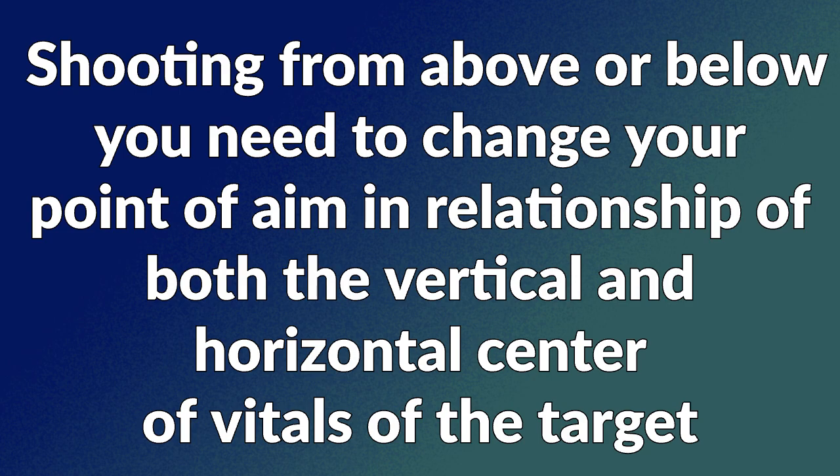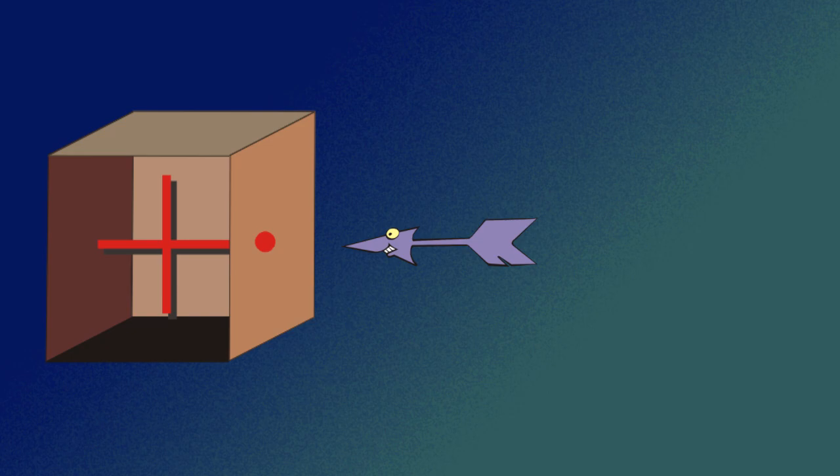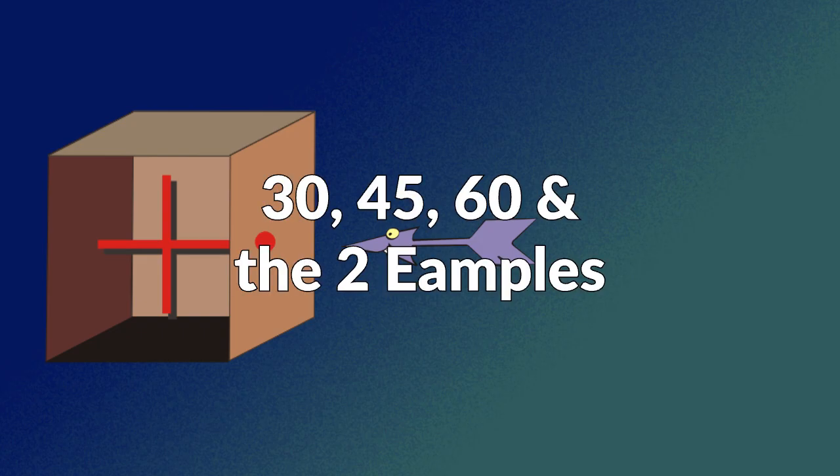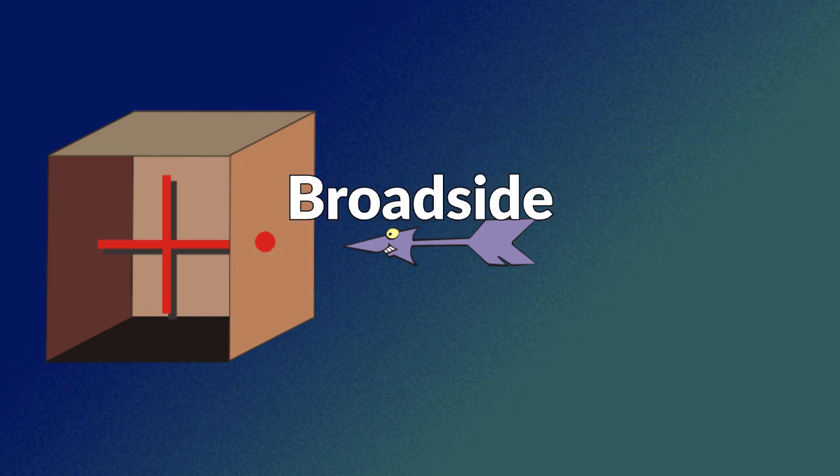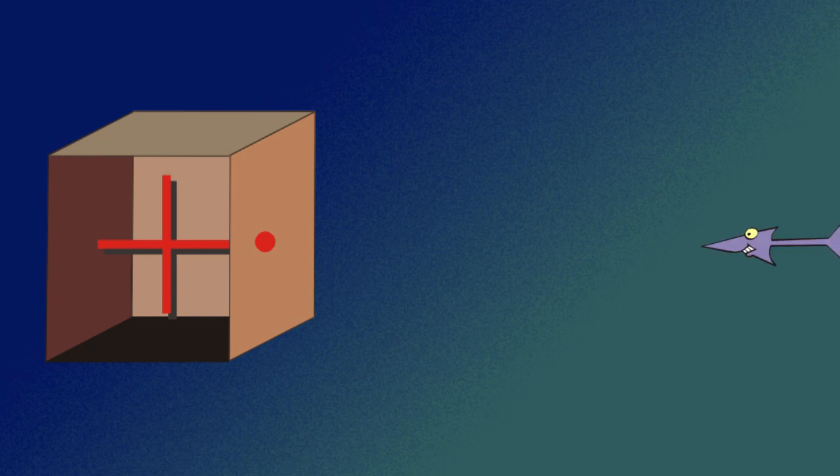To demonstrate this, let's use this box and arrow. The red cross represents the center of the vitals, and the red dot is your normal point of aim when shooting at the same level. I'll give examples of 30, 45, and 60 degrees, as well as the 2 scenarios discussed before. In all these examples, your target is standing broadside. When you are level with the target, your shot is going to look something like this.